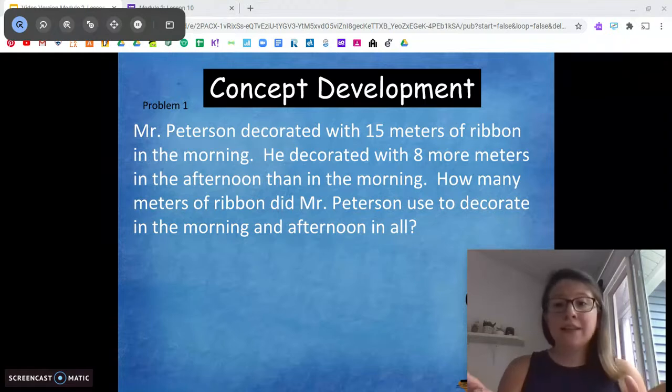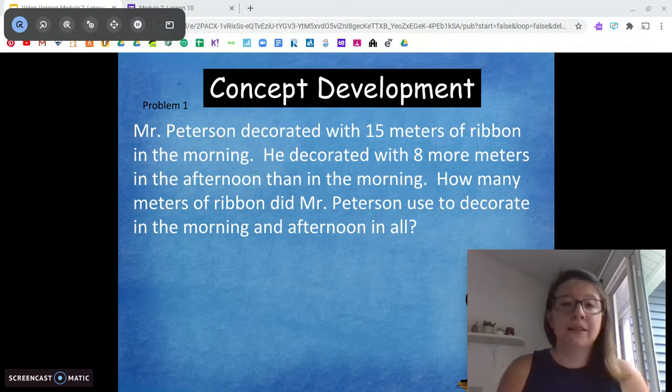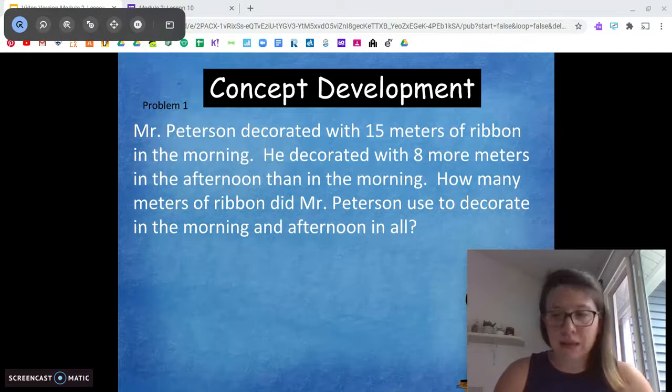Okay, don't write anything down yet. Let's break it down. Our first sentence says, Mr. Peterson decorated with 15 meters of ribbon in the morning. So, do we know how many meters of ribbon he decorated with in the morning? Yes. How many? 15. Awesome.